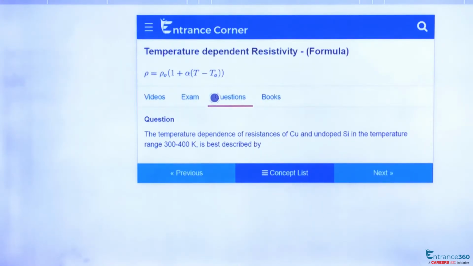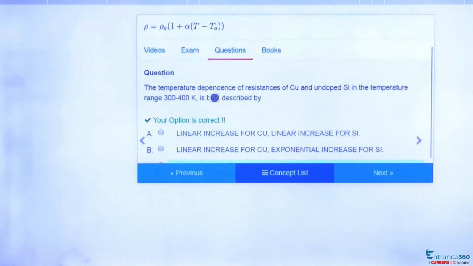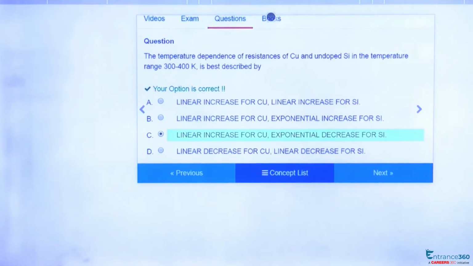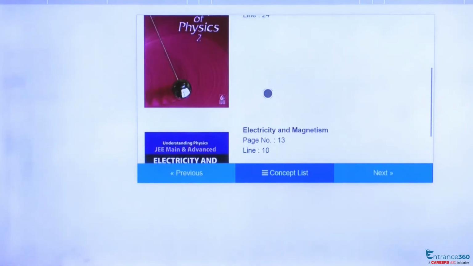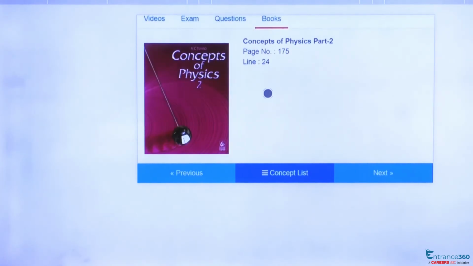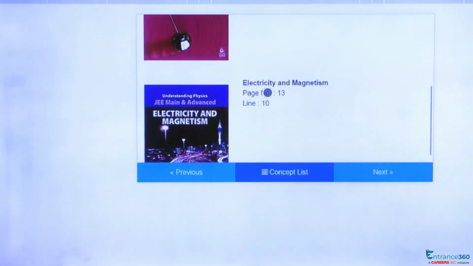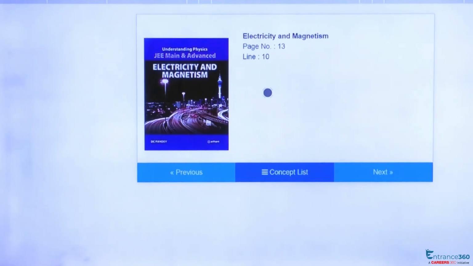To know more about the concept of temperature dependence of resistivity, you can watch the video here and you can get the concept from the book H.C. Verma part 2, page number 175, line number 24, and Electricity and Magnetism by D.C. Pandey, page number 13, line number 10.